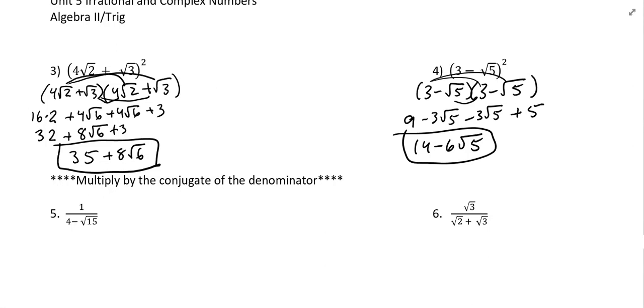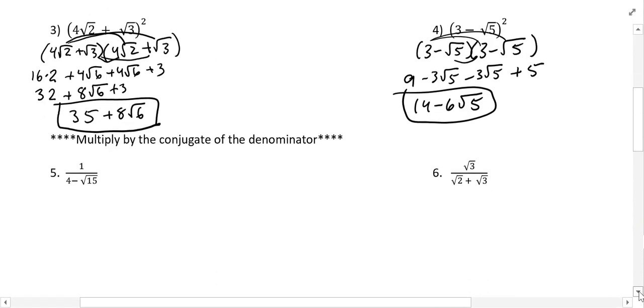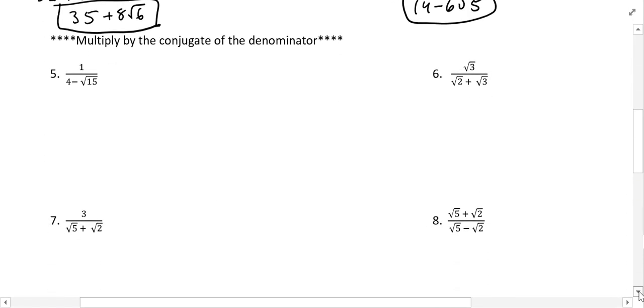All right, so the next type of problem we're looking at here, we have these fractions, 1 over 4 minus rad 15. And we know that we're not allowed to have a radical in the denominator. But you're not allowed to just multiply rad 15 to the top and the bottom.